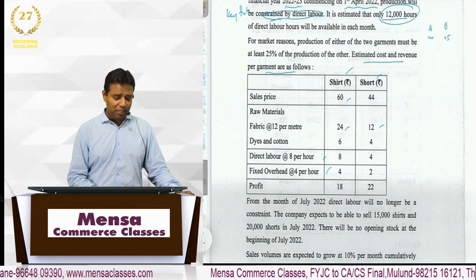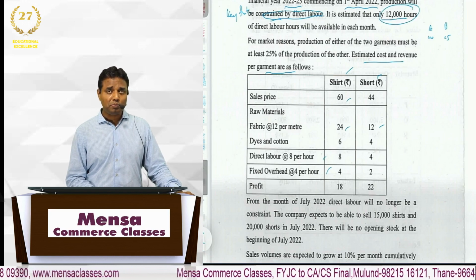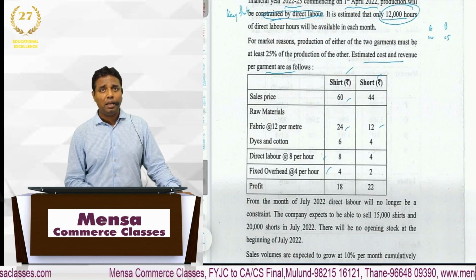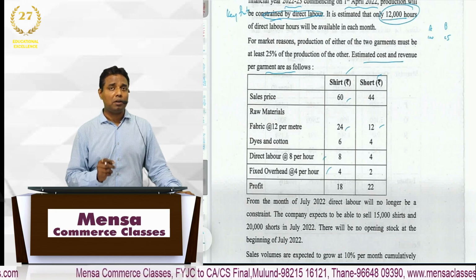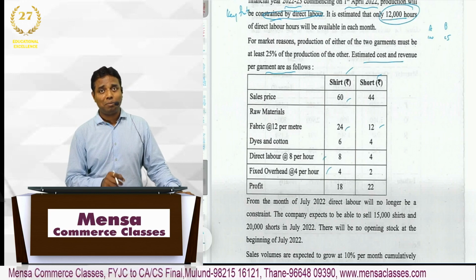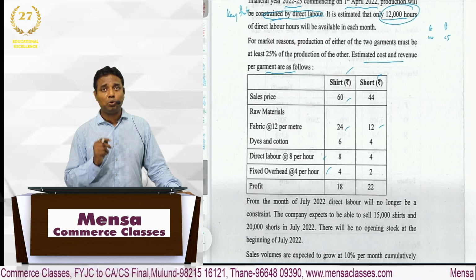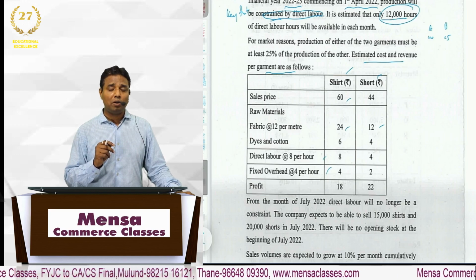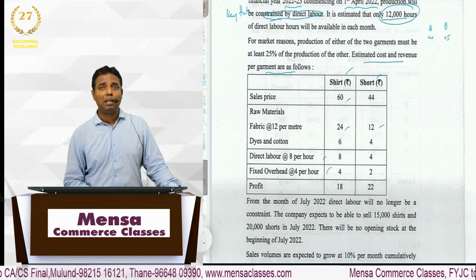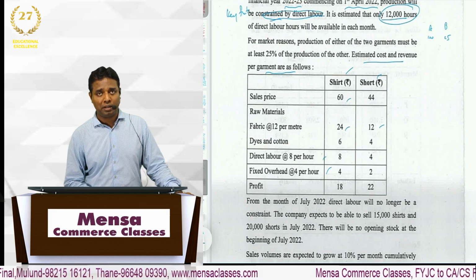So obviously when there is a key factor, we know that the resource has to be used very effectively, and for that what do we find out? We find out the contribution per labor hour, because labor is a key factor. So whatever is the contribution per labor hour, we'll find out, and whichever product has a higher contribution per labor hour, that product will be given the first priority.